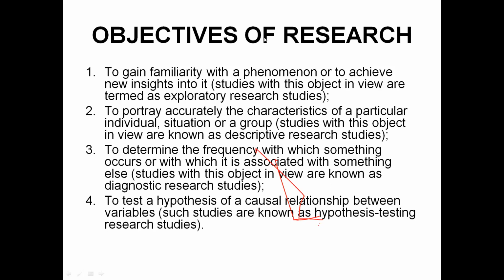So in this way, this causal research will help us in knowing the cause and effect, as well as the dependent variables, independent variables, and extraneous variables. So these are the 4 objectives of research. If you have any questions or doubts, let me know.